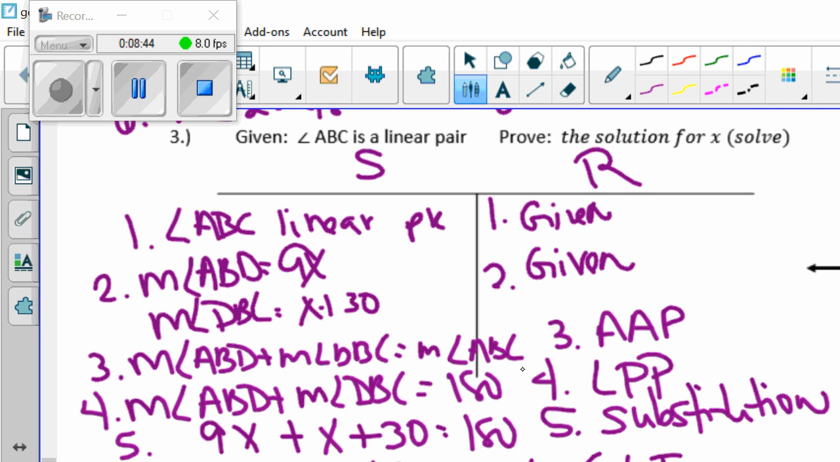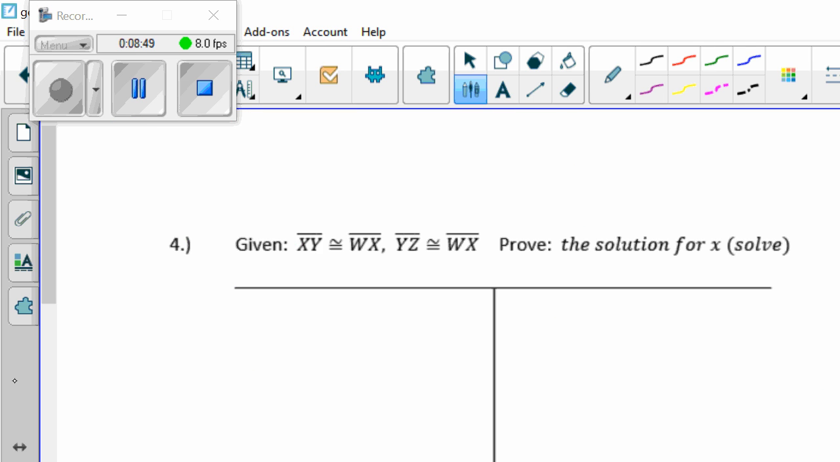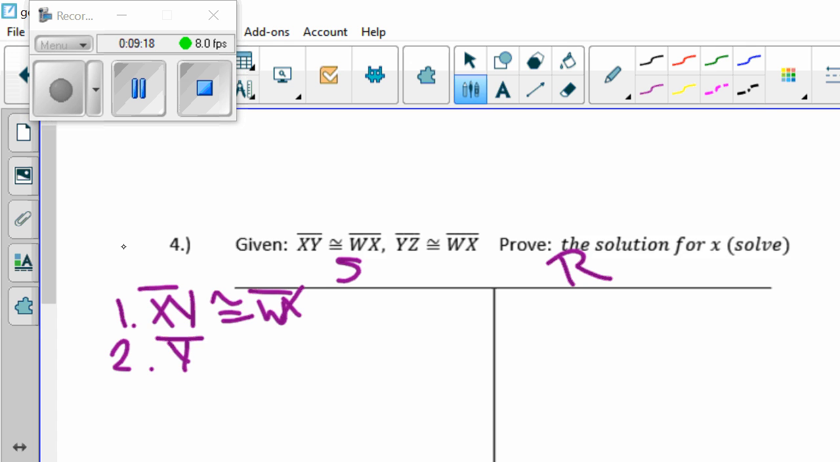There was another geometric proof that we just did. All right, so let's go to the back and look at some more. So in the back, given segment XY is congruent to segment WX, so XY and WX, one tick mark. YZ is congruent to WX, so that also gets one tick mark. Right? Prove the solution for x. Again, these are statements, these are reasons. I need to start out with what they give me. They told me XY is congruent to WX. They told me WZ is congruent to WX. These are both givens.